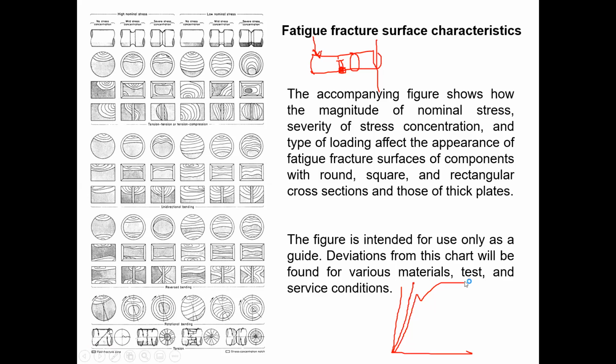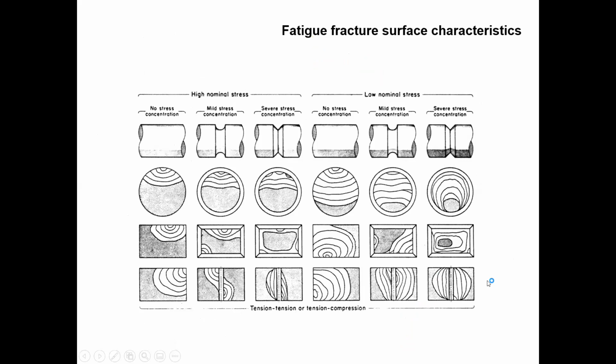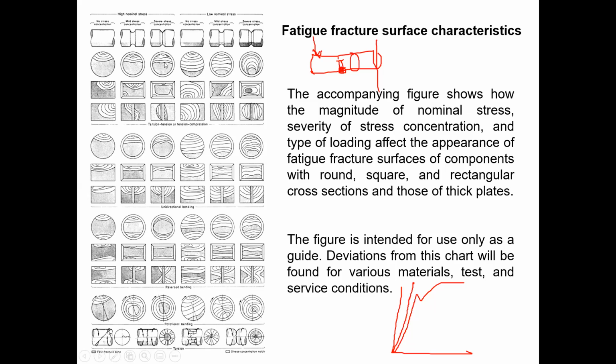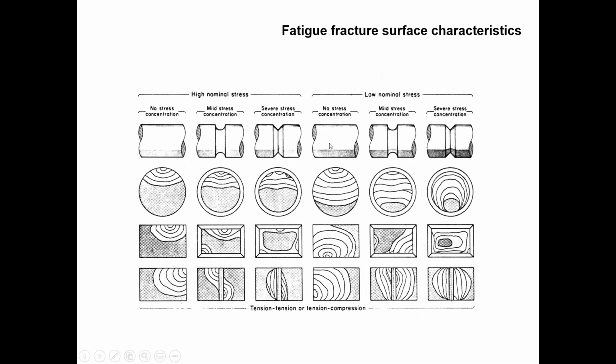So that is the thing. You can see in this diagram there is a row of six images. The same thing is magnified in here. You can see that the right side three figures belong to low nominal stresses, and the left side one is high nominal stress. That means if you apply low stresses, lower than the endurance limit, something like that, you will see the cross section this way.